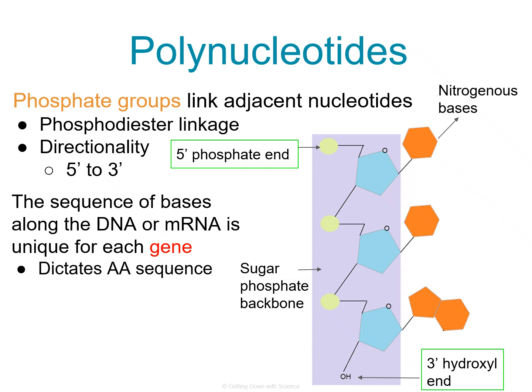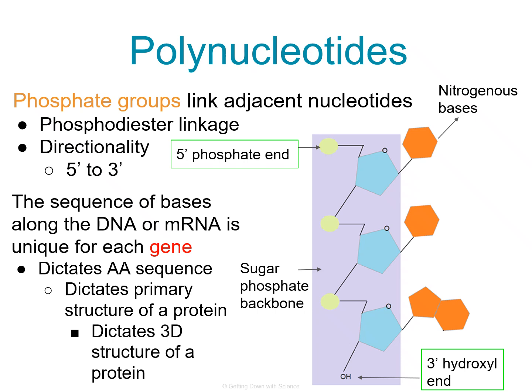So it dictates the amino acid sequence, and also dictates the primary structure of a protein. So structure dictates function. So the structure of the DNA will dictate the mRNA, which will dictate the amino acid structure. That amino acid structure then dictates the protein. So if you think about it, our DNA dictates the protein shape and therefore the 3D structure.